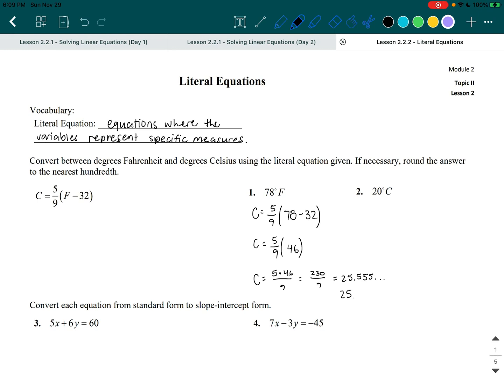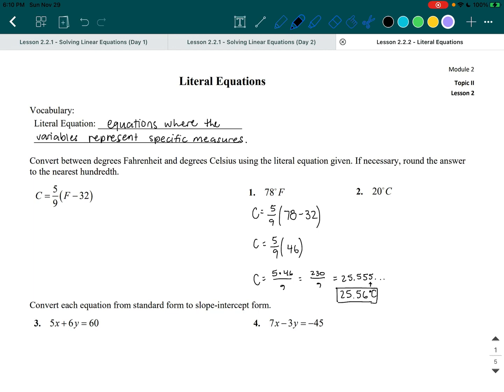So rounding it to the nearest hundredth is 2 decimal places. So I look at the third and I see it as a 5. 5 is the bigger number, so we're going to round it up to 25.56 degrees Fahrenheit. So, not Fahrenheit, degrees Celsius. Oh no. We just were given Fahrenheit, so we're converting it to Celsius. So 25.56 degrees Celsius. There we go.